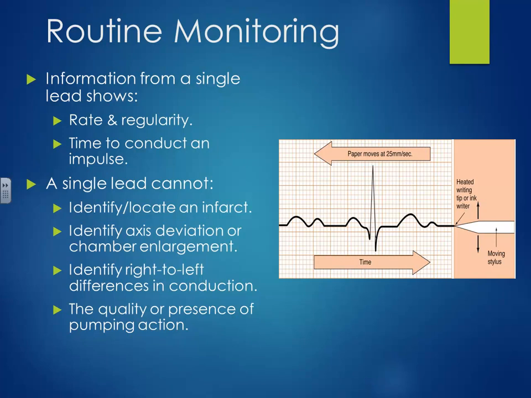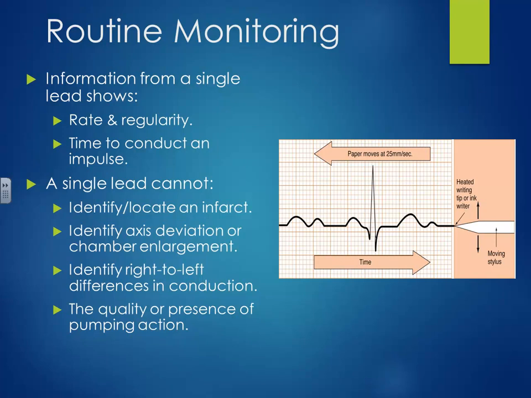A single lead can't tell you infarct. It can show you STEMI in lead 2, right? But what do you need to do? 12 lead. Oh, it can identify axis deviation. I promise we're not really looking back at axis deviation. I think it's going to be a moot point at this point. I'm going to be a lot more focused towards your treatment.